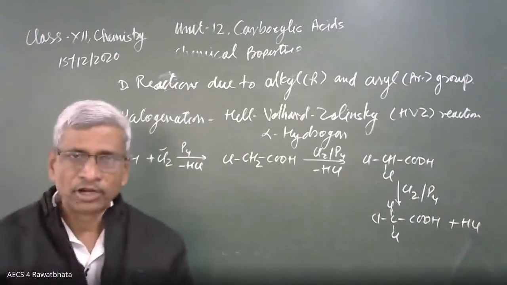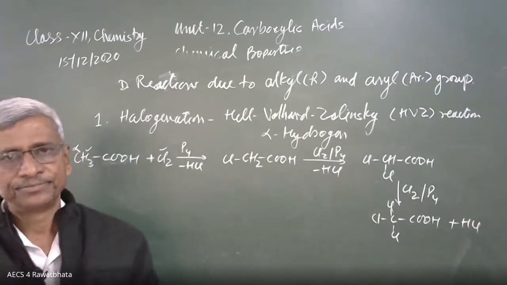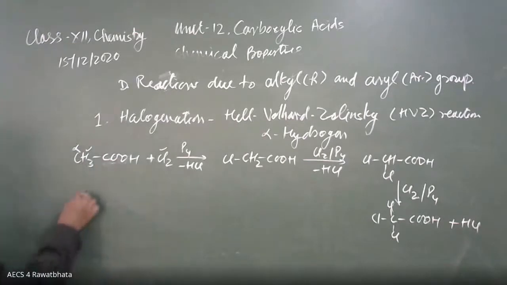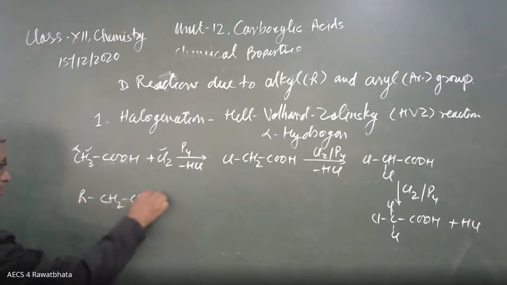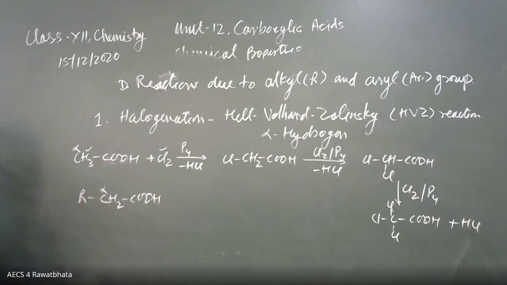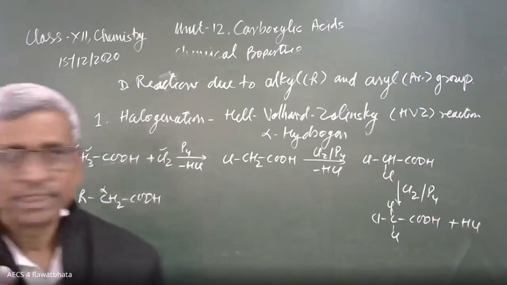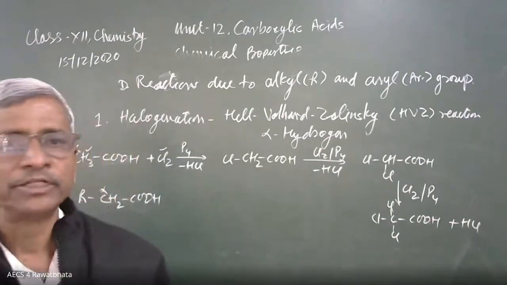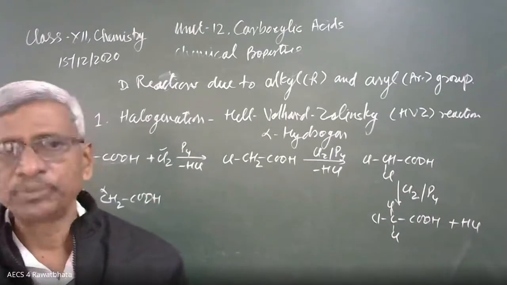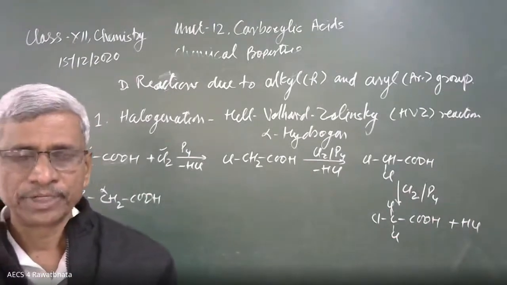This is the Hell-Volhard-Zelinsky reaction. Okay. If it is like this, R, CH2, COOH, this carbon is the alpha carbon, and this proceeds through two steps only, because two alpha hydrogen atoms are available, and accordingly we get the product. So in this reaction, the condition is alpha hydrogen should be there. If there is no alpha hydrogen, there is no such reaction. Beta hydrogen cannot be replaced in this reaction. Okay.